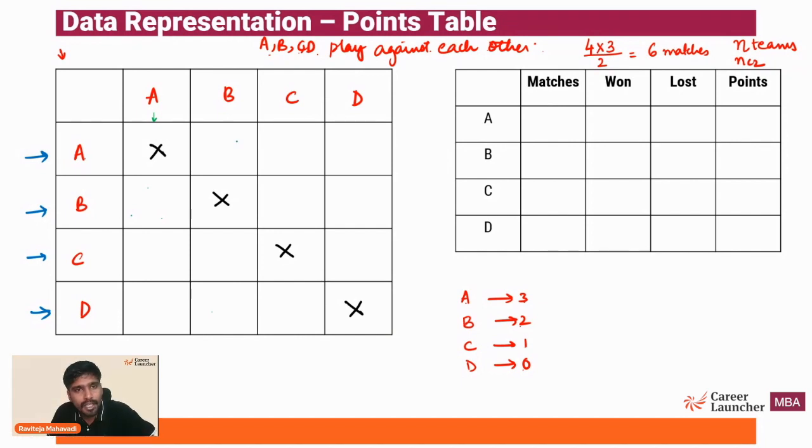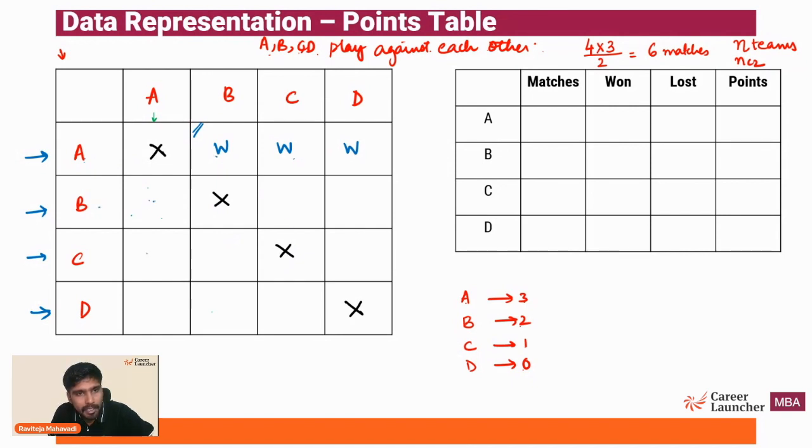Now A's row, in A's row, A versus B, this is the grid. A must have 1, so you will write W. A must have 1 versus C, again W. A must have 1 versus D, again W. So when you're writing W, W and W over here, look at this.